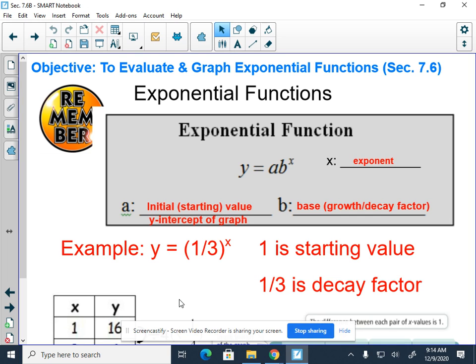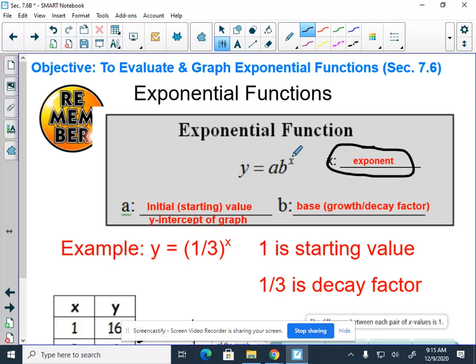Okay, this is lesson 7.6 part B. In 7.6b, we have exponential functions. We did this yesterday, where x is the exponent.